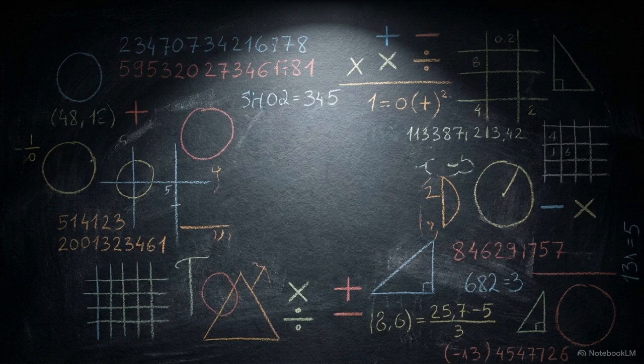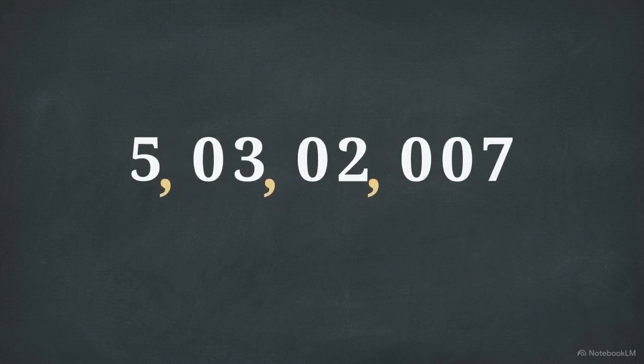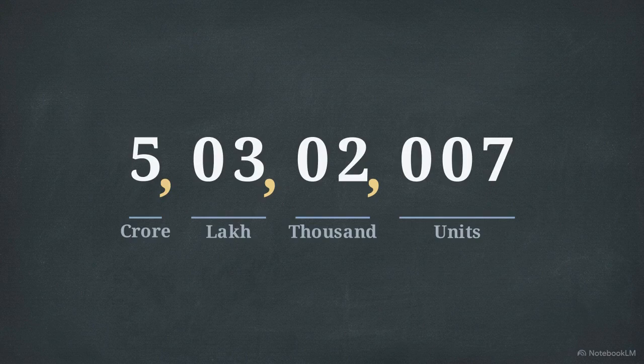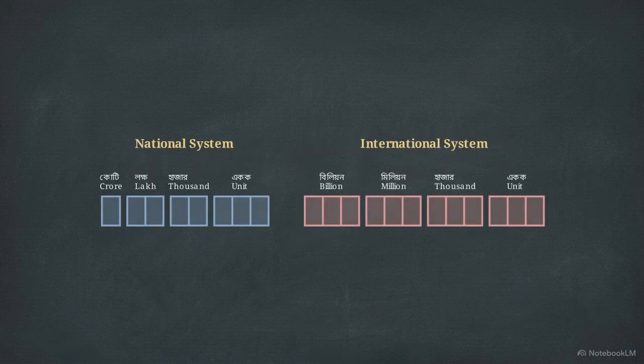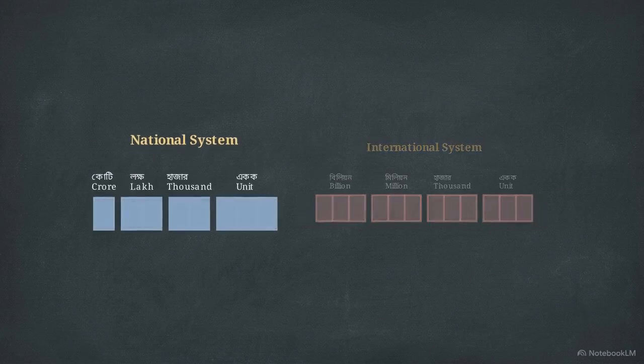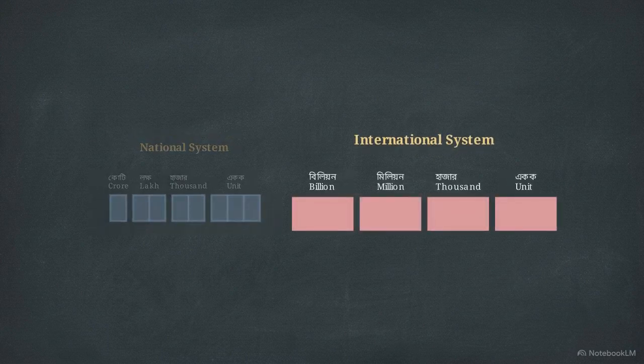Welcome to a complete walkthrough of Exercise 1.1. Today, we are going to build massive numbers, place commas accurately, and navigate the specific structural requirements of large values. First, let's look at the two frameworks we use to read these numbers. On the left is the national system, relying on crores, lakhs, and thousands. On the right is the international system, which groups values into billions, millions, and thousands.